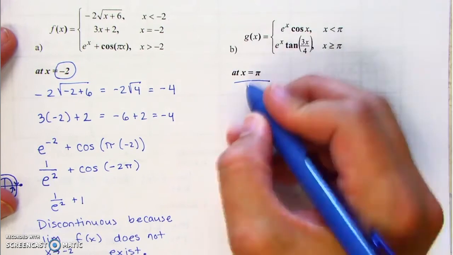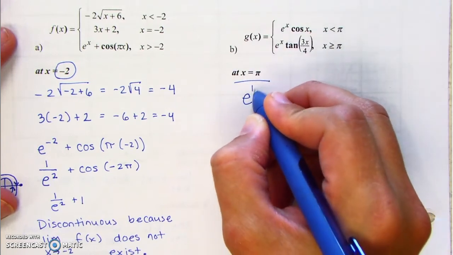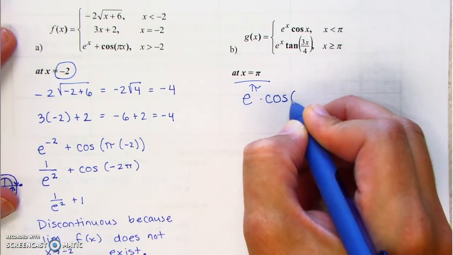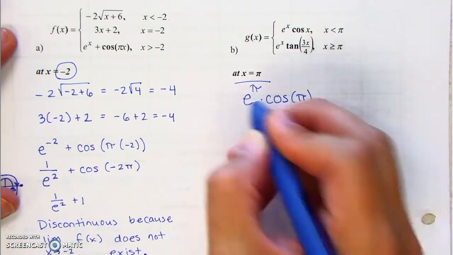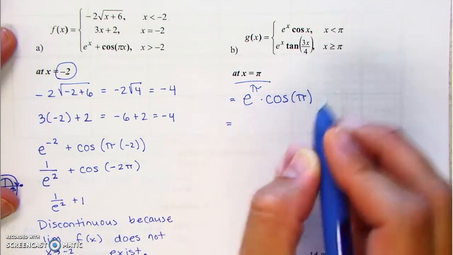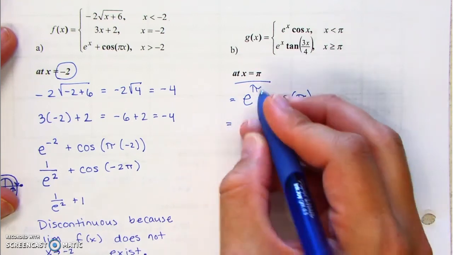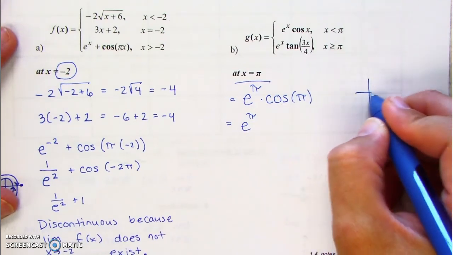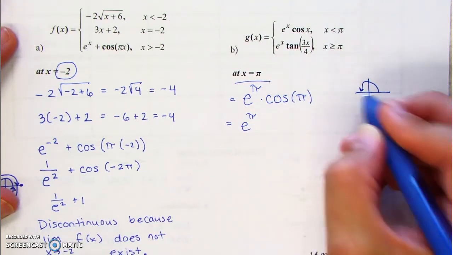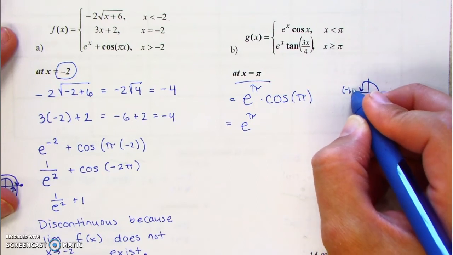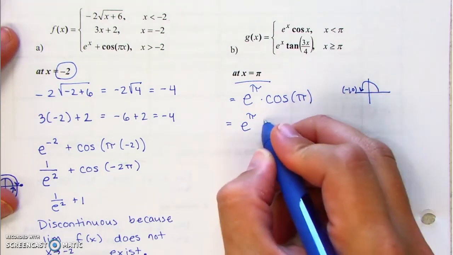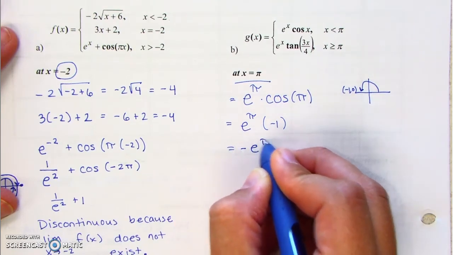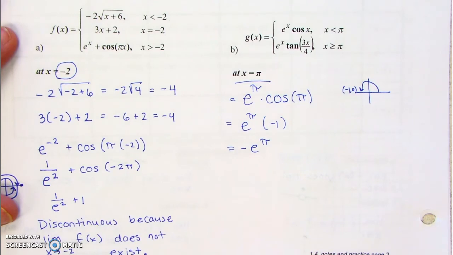Here's pi. Oh my goodness, isn't this fun? E to the pi. Did you even know you could do that? You can. Times the cosine of pi. Okay, I'm going to move down. E to the pi, well, you all know that answer, right? Just kidding. The cosine of pi is over here, and the coordinate point here is -1, 0. So the cosine of pi is -1. So we get -e to the pi. That's the top one.